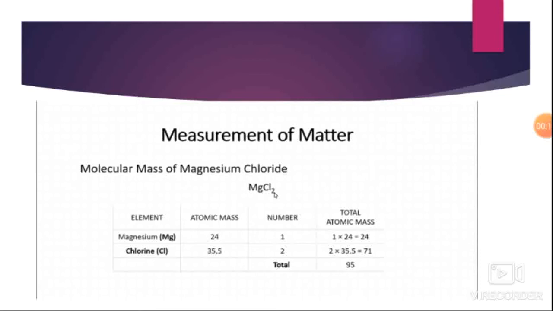I've just taken this example so that you can solve the numericals based on the molecular mass concept in your examination. So what we have to do to find out the molecular mass? Just separate the elements of a compound. Then take the atomic masses of the elements. Multiply each by the number of atoms in the compound, and then add the resulting answers. So that's how you will identify the molecular mass. Okay, now let's go to the next concept.